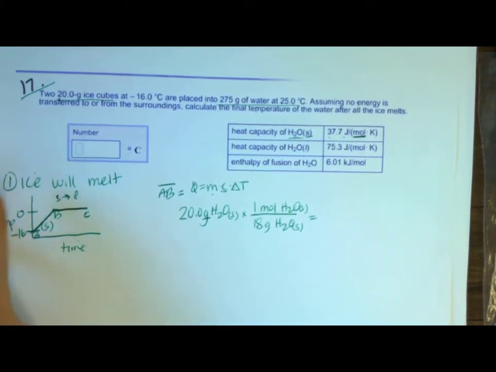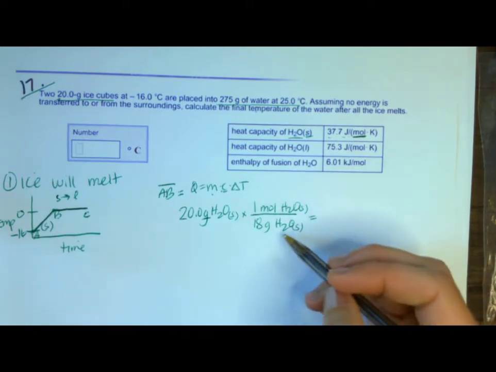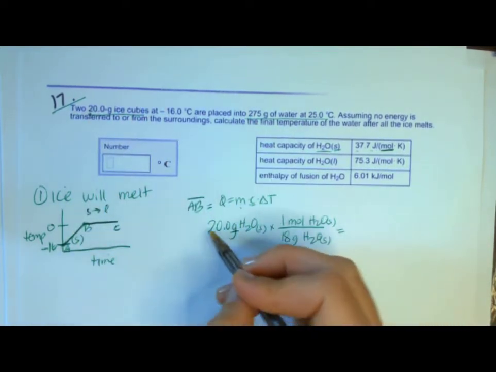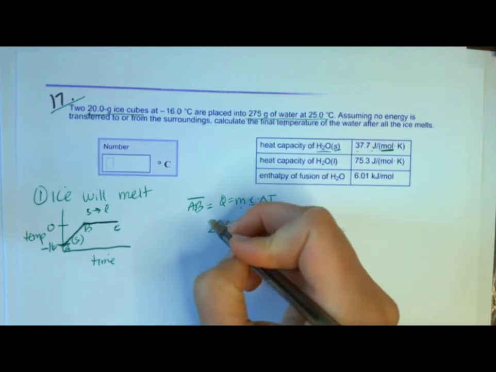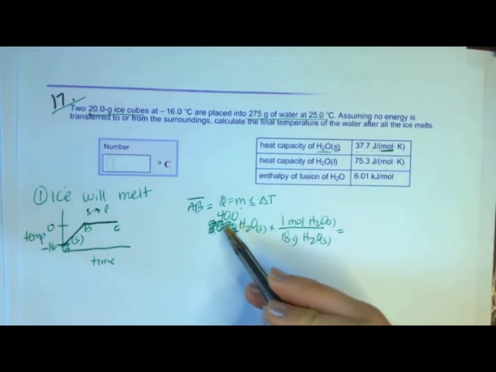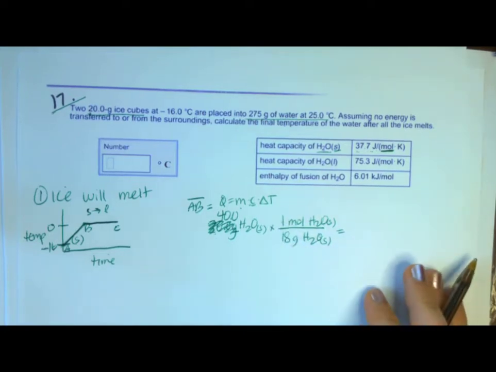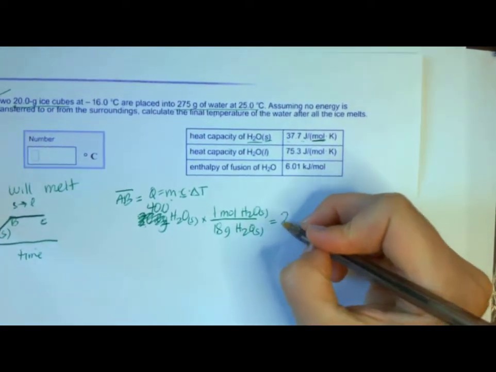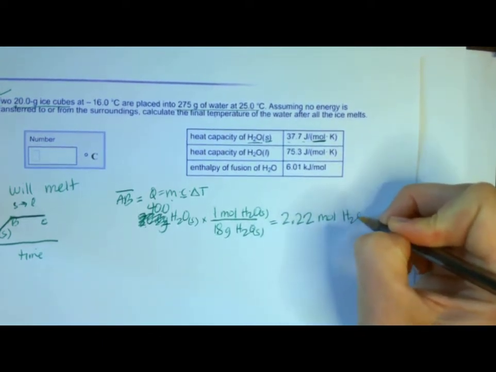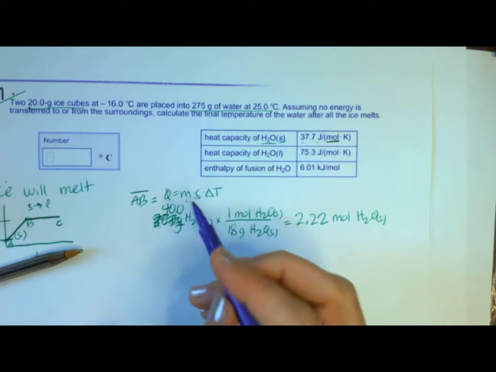So if I do 20 times 1 divided by 18, and actually, shoot, I made a little goof because we have two 20-gram ice cubes, which means we don't have 20 grams, we have 40 grams. So I'm just going to change this real quick. 40 grams. So here we go. We have 40 grams of water, so let's see how many moles of water we have. 40 times 1 divided by 18 should give me 2.22 moles of solid water. There we go. Okay, now let's plug it into our M times C times delta T.